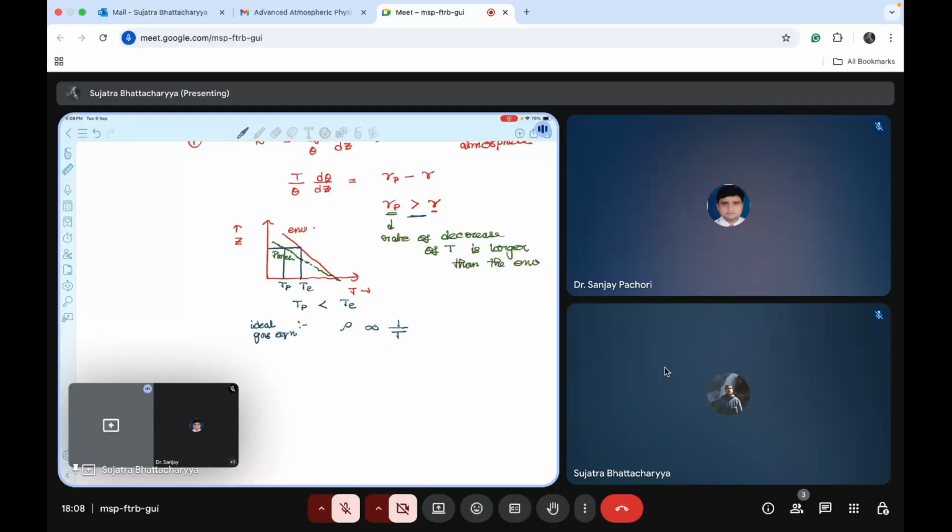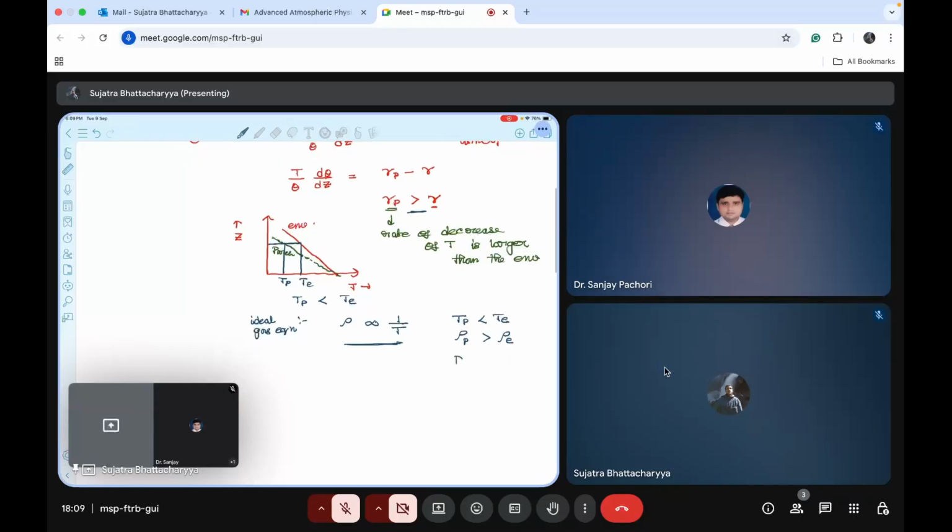Why? Because remember the definition of the parcel assumption. Wherever the parcel is, the pressure inside and outside should be the same. It immediately equilibrates. So for that, you can have density inversely proportional to temperature. Now, since T P, the temperature of the parcel, is less than the temperature of the environment, density of the parcel becomes greater than the density of the environment. And if the density of the parcel is greater than the surrounding environment density, then what will happen? The parcel will fall.